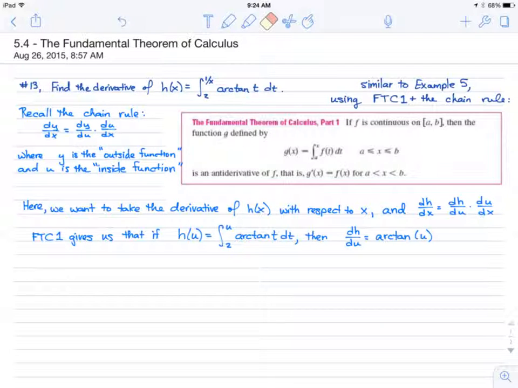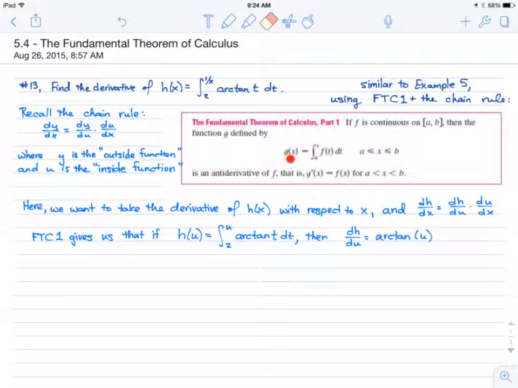Now, our variables also don't exactly match the variables in the statement of the fundamental theorem. So let's come back and rewrite the statement of the fundamental theorem in terms of our variables. So I've got here this function, the integrand is arctan t dt, and the upper bound of integration, I'm going to let that be u, because that's my inside function. I don't like it being a function, so I'm going to use the variable u to represent it. And a can be any number, in our case it's 2.